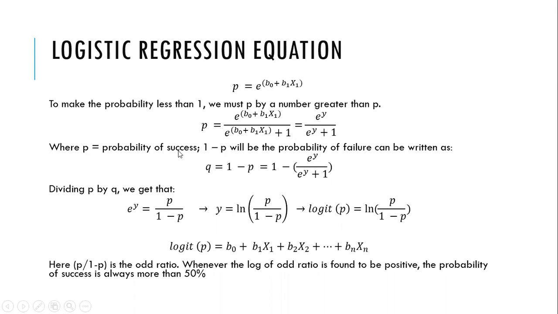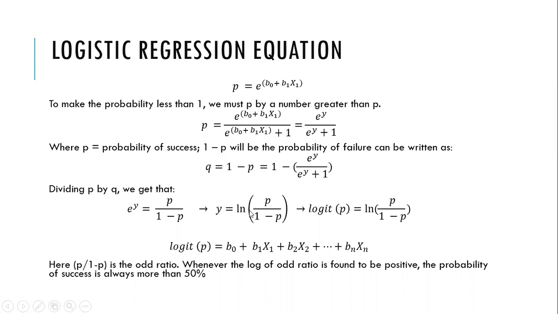So where p is the probability of success and 1 minus p is the probability of failure, we have that q is equal to 1 minus p, which is 1 minus this entire equation here. So dividing p by q, we have that e raised to the power of y is equal to p divided by q, or p divided by 1 minus p. This translates into y is equal to the natural log of p divided by 1 minus p.